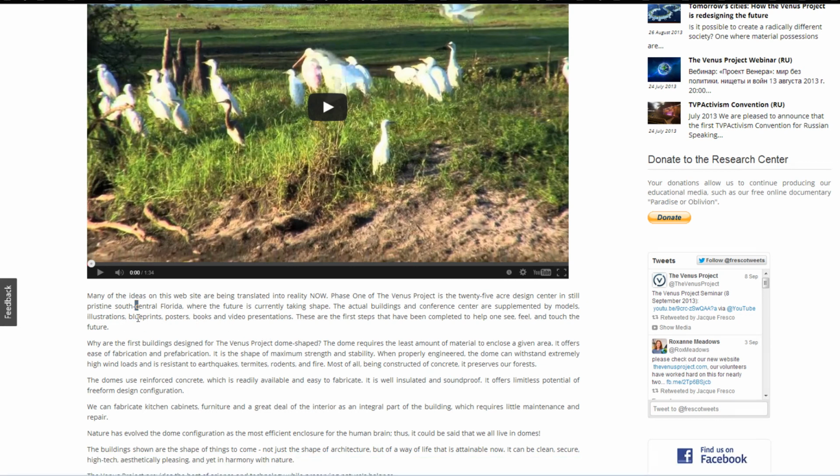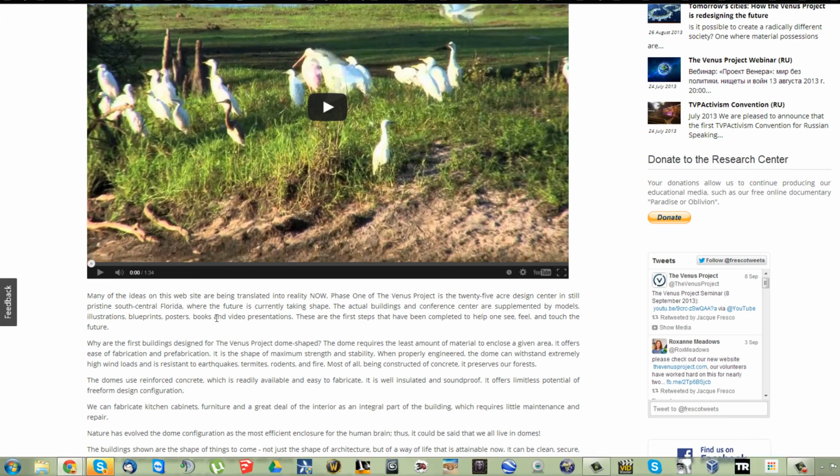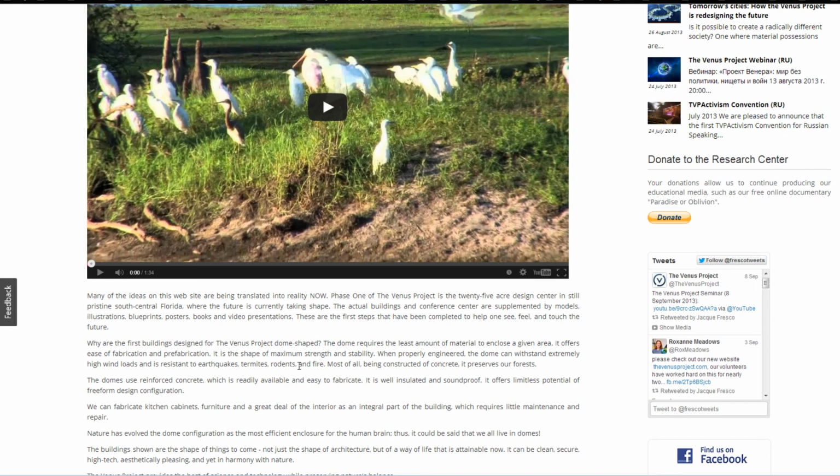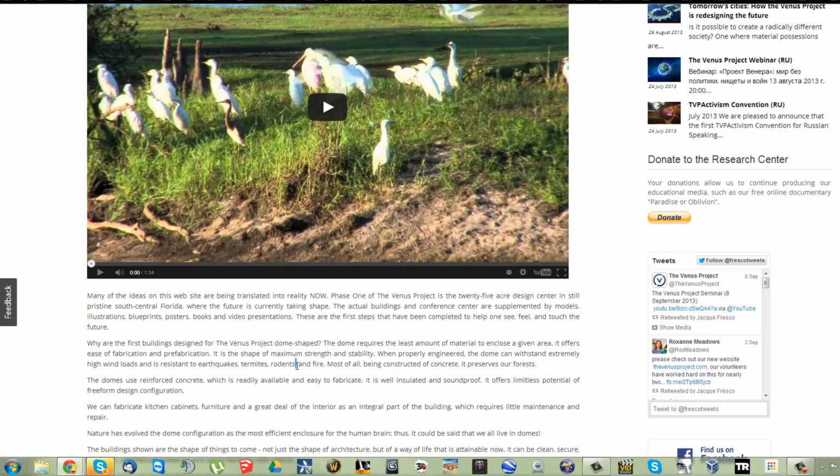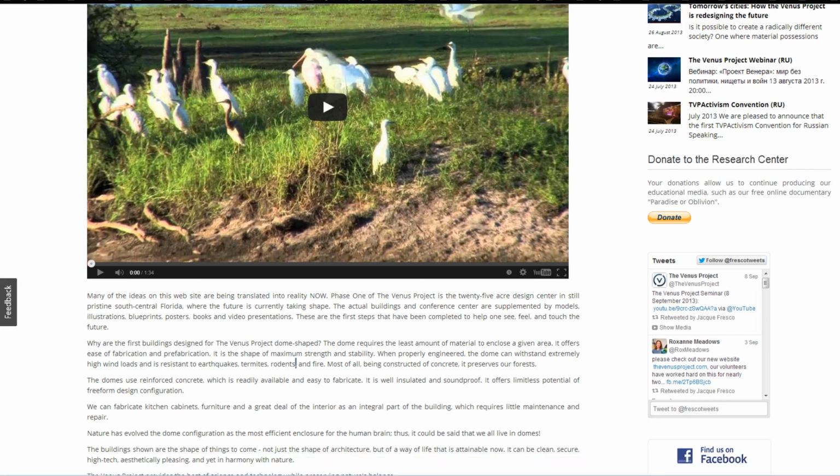I don't know what's up with these commas, but here the person does it correctly. Illustrations, comma, blueprints, posters, books, no comma before the "and." And then later in the sentence they do it: help one see, comma, feel, comma, and touch the future. It could possibly be that, I just don't know. So anyway, this comma possibly remove before the "and." Again, later on, for consistency, no comma after rodents before the "and."